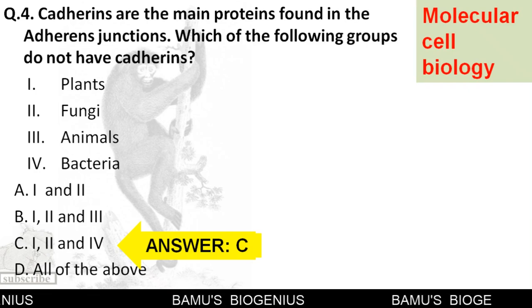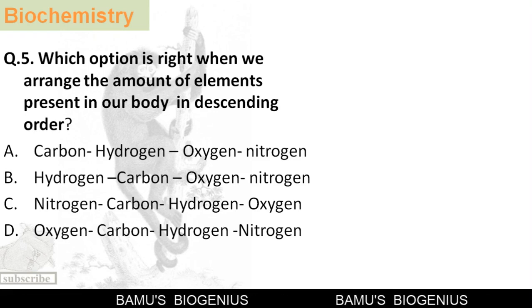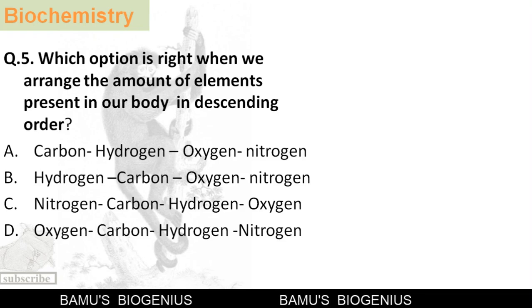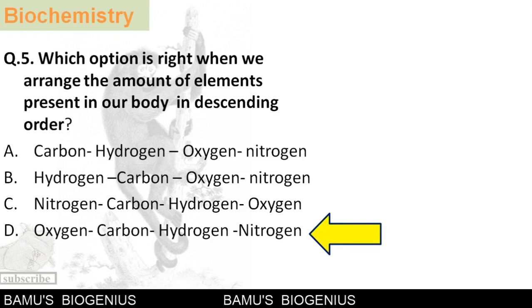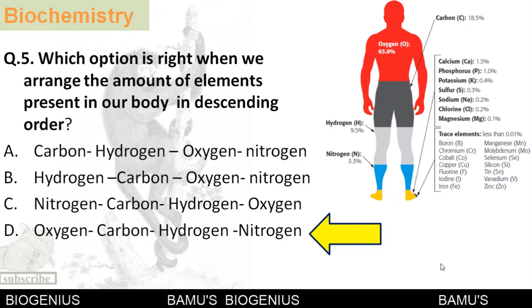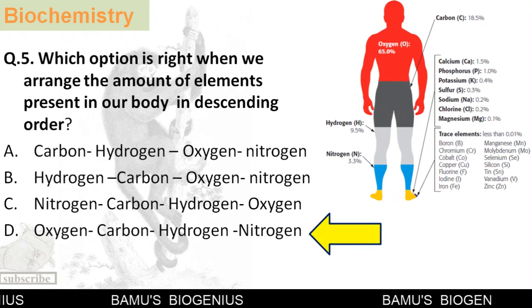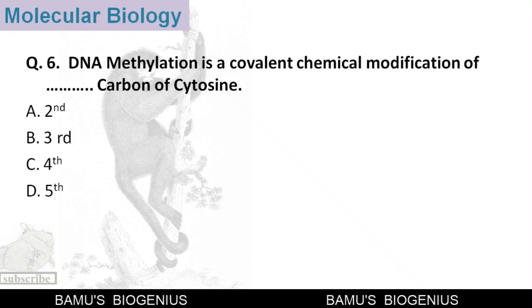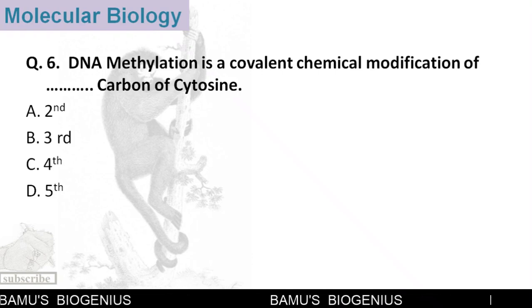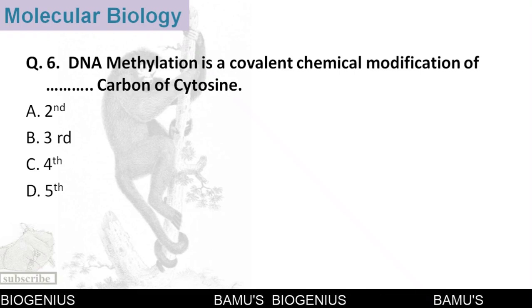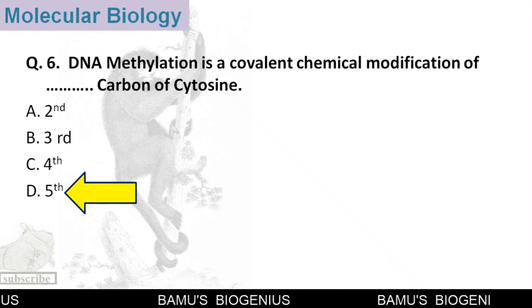Then question number 5, which is from biochemistry: which option is right when we arrange the amount of elements present in our body in descending order? The answer is oxygen, carbon, hydrogen and nitrogen. We can see here the amount of oxygen is more compared to carbon, then comes hydrogen and then nitrogen. Then the next question is from molecular biology. Question number 6 is: DNA methylation is a covalent chemical modification of the carbon of cytosine. Second, third, fourth or fifth? The answer is fifth, that is D.